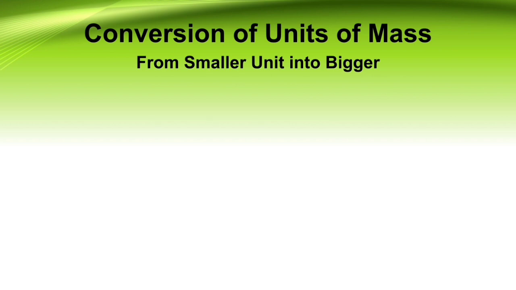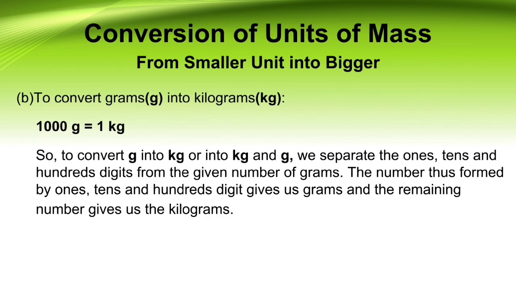Now we will learn conversion of smaller unit into bigger unit. That is, we will convert grams into kilograms or kilograms and grams. We know, children, 1000 grams is equal to 1 kilogram. So, to convert grams into kilograms or kilograms and grams, we separate the ones, tens and hundreds digit from the given number of grams. The number thus formed by ones, tens and hundreds digit gives us grams, and the remaining number gives us kilograms.